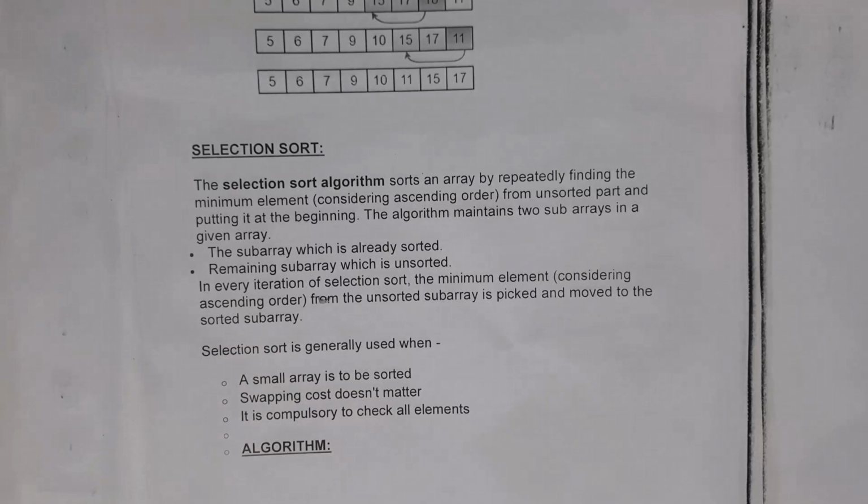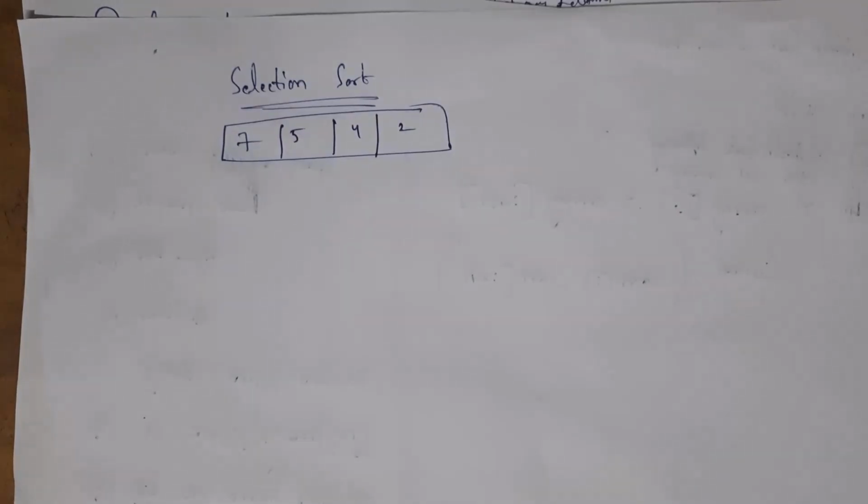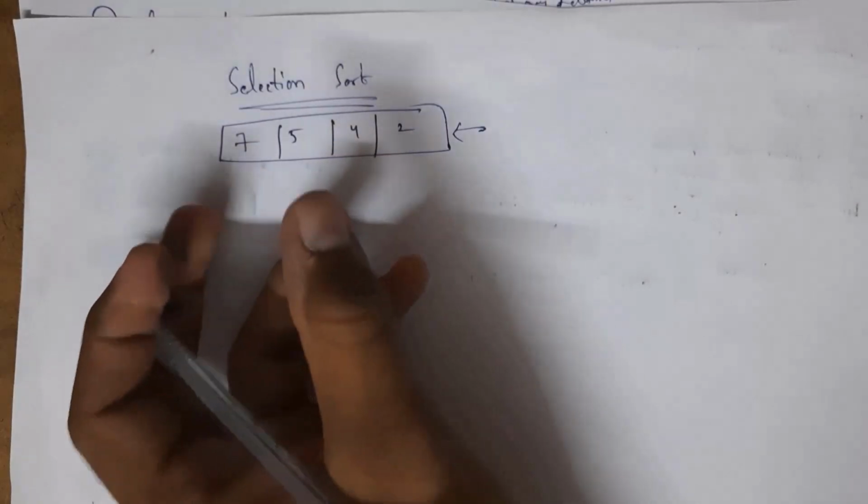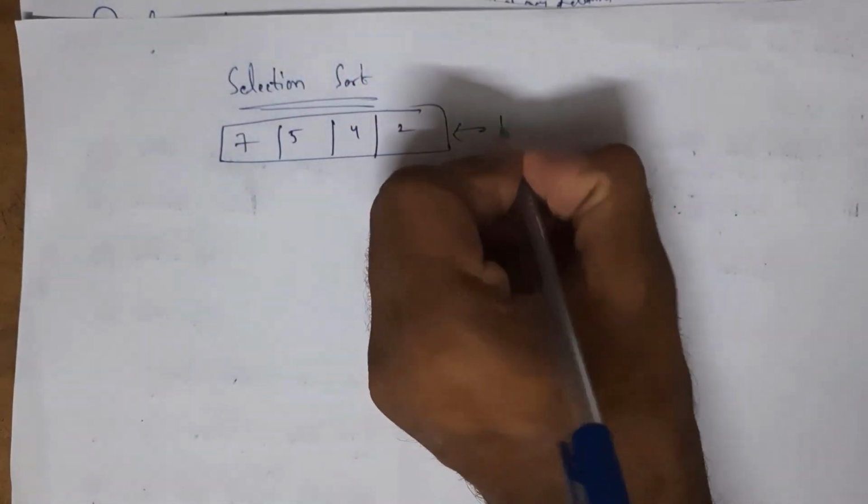I will give one example so that you can clearly understand how selection sort will work. This is unsorted array. Now we need to sort this array by using selection sort. Selection sort maintains two arrays. One is sorted array and one is unsorted array. So let us consider this as unsorted array because this is not in proper order.